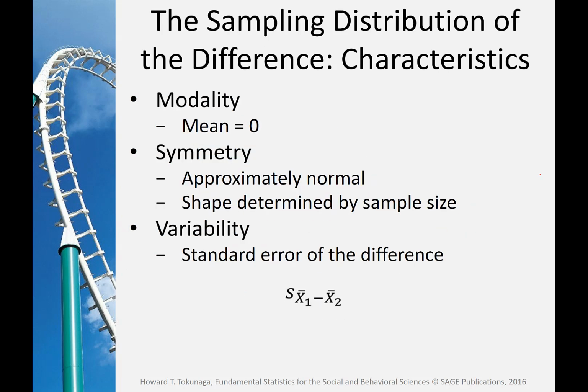What does this sampling distribution of the difference look like? It looks like all the other ones that we've already done. The mean is 0, because mu1 minus mu2 is expected to be 0. In terms of symmetry, it's approximately normal, which means that the sample size matters, and you could shift between using a t-score and a z-score. The shape is determined by the sample size. Because when the sample size is smaller, the tails get a little thicker. They lift up a little bit. That's why we use the t-distribution.